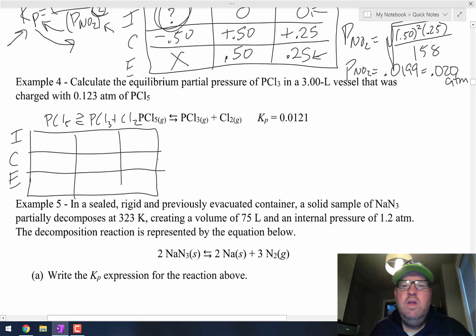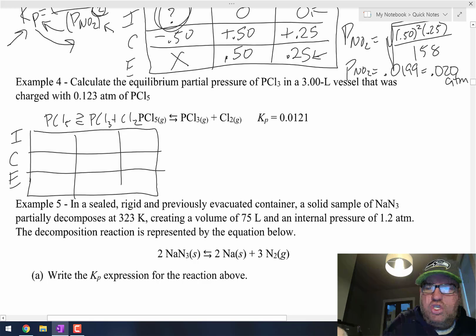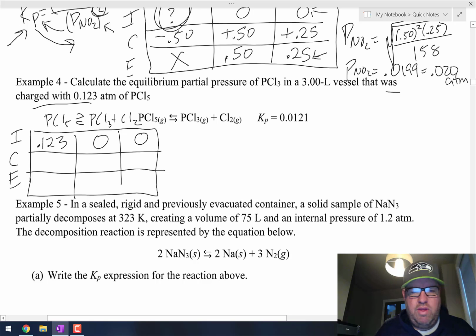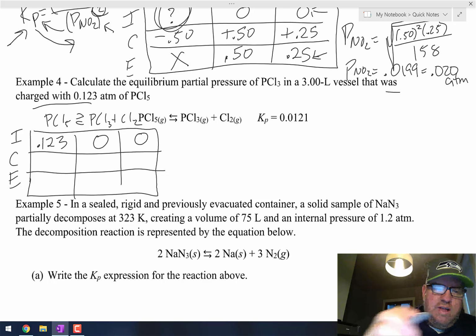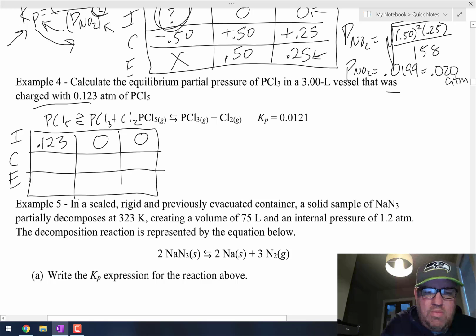Okay. So it says it was charged with 0.123 atmospheres of PCl5. That means we're starting with 0.123 here, and we don't have any product to start with. That's all that they tell us. This is where this one gets a little more difficult, because we don't have an equilibrium number.